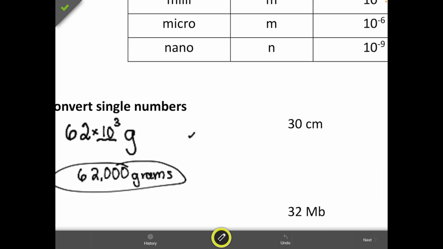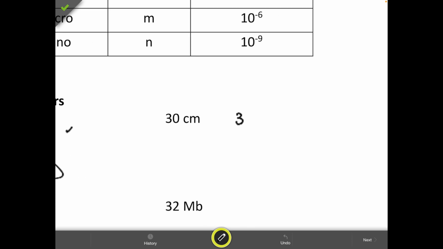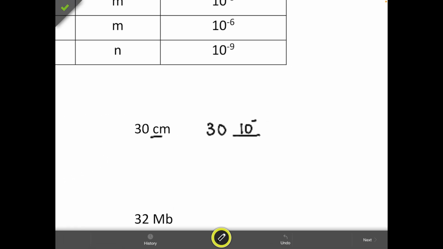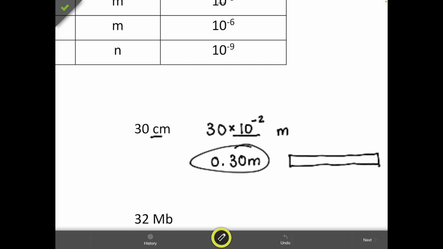Let's do it again with centimeters. So the number 30 is going to stay the same, but I'm replacing the C with its conversion factor from the table. A centimeter is 10 to the negative 2, so that's 30 times 10 to the negative 2 meters. Evaluating this in your calculator is 0.30 meters. And this makes sense to me because if I picture a whole meter stick, 30 centimeters is about a third of a meter, right?